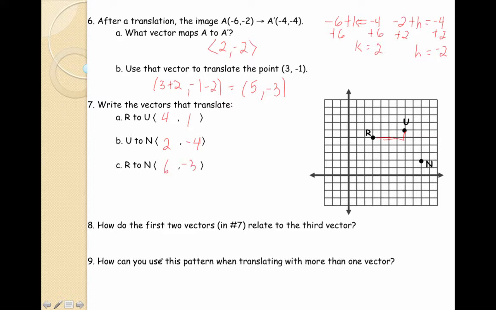But another path I could have taken is to go from r to u and then to n. So actually, if I just added these two together, I would have already gotten this. So that would be taking a different path, going like that. But those two vectors together are a path from r to n. So if I take this vector and add this vector, I get this vector.